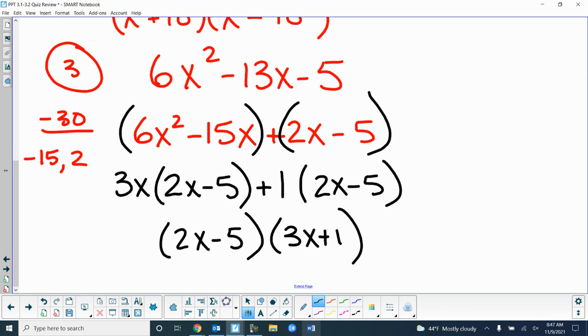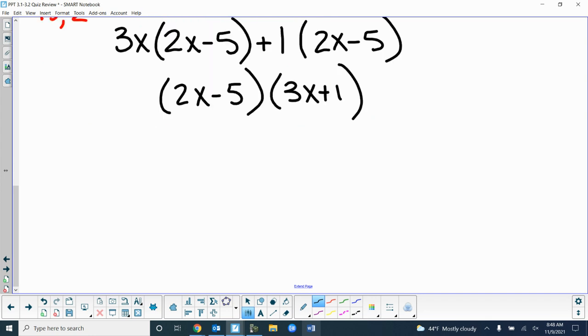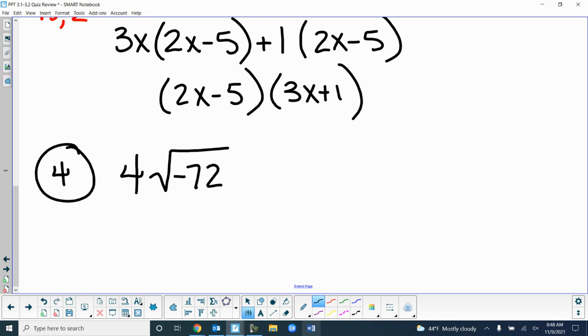Questions on 1, 2, 3, the factoring? Okay. 4, 5, and 6 was simplifying radicals. So this is when we look for a factor tree.